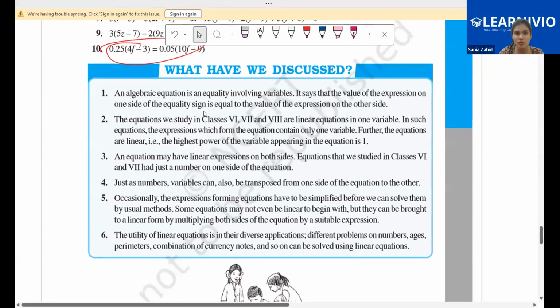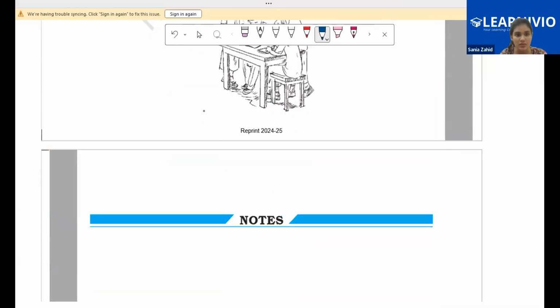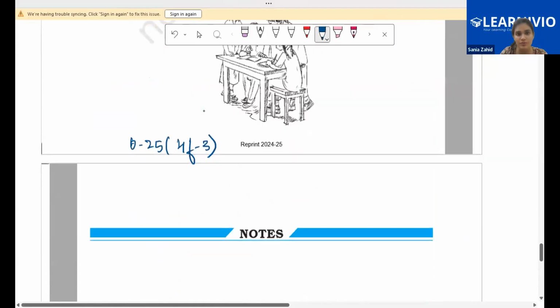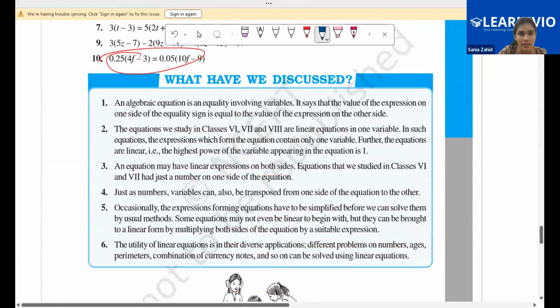So now, students, we have this question. 0.25 into 4f minus 3 is equal to 0.05 into 10f minus 9.